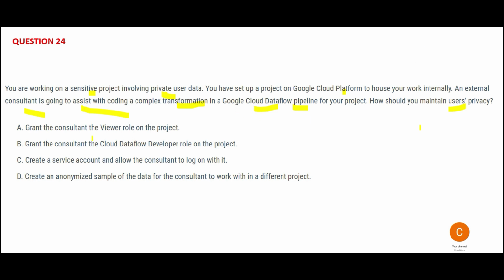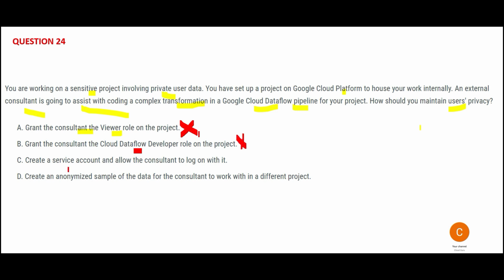The first option is so poor that they are saying provide this external consultant the viewer role on the project, so that he can view everything. Option B is on similar lines. They are saying to the Dataflow developer, you grant the consultant the Dataflow developer role. Developer role I can understand. He can develop the pipelines, he can develop the code and so on. But when he or she is testing it, they can see the data. So how are you going to prevent it? This option will not prevent that person from seeing the data.